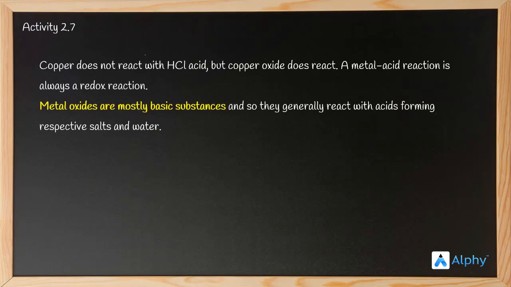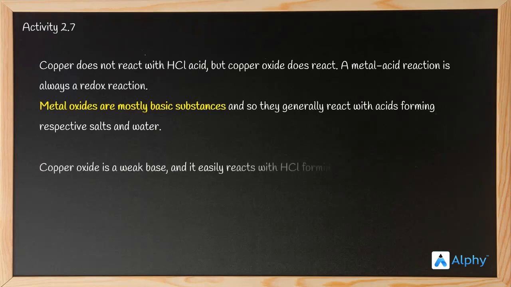In fact, you will be learning about this in the chapter metals and non-metals, wherein you will get a clear idea of what metal oxides are, what non-metal oxides are, and why metal oxides are called basic and why non-metal oxides are referred to as acidic substances. Okay, over here we know that metal oxides are basic substances, and because they are basic, they will generally react with acidic substances or acids to form respective salts and water.